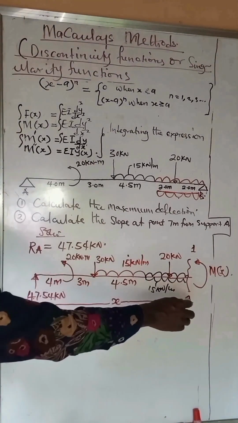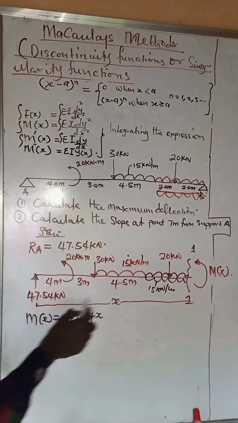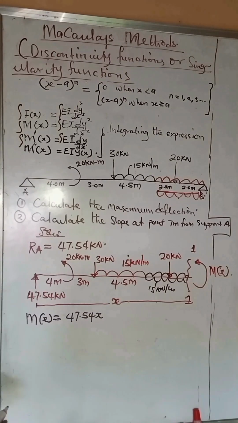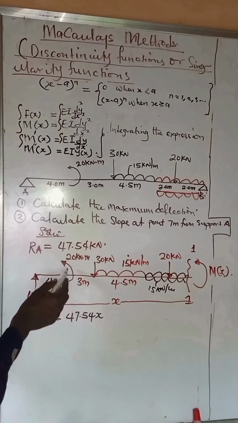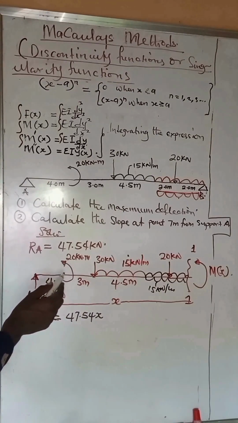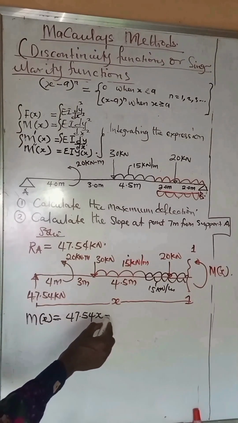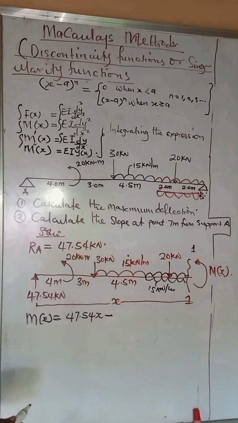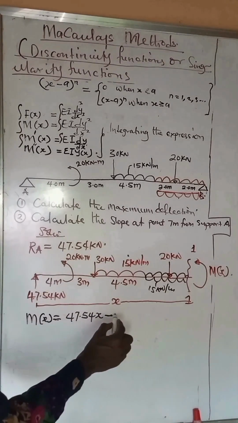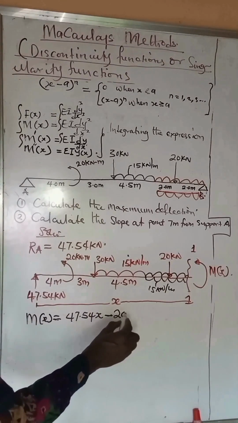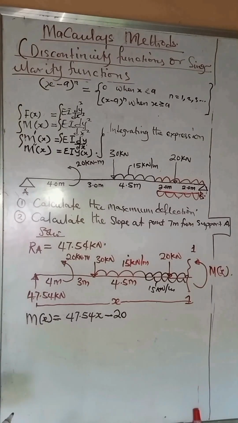47.54 times the span will be 47.54x. All right. Now let's take another moment. Now let's deal with this turning moment. This is an anti-clockwise moment, meaning it's going to be negative. So if it's negative, we assume it to be a point load of 20 kilonewton, when in reality it is a moment.